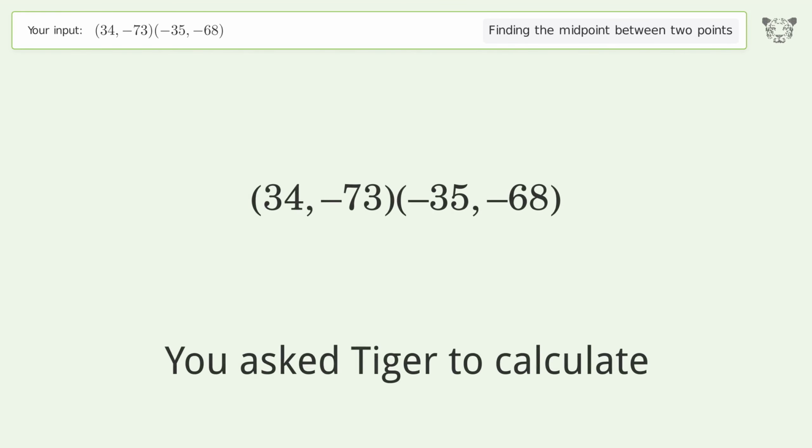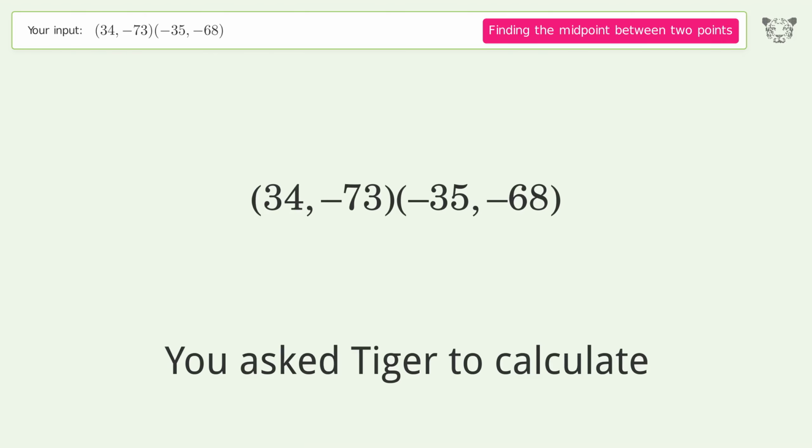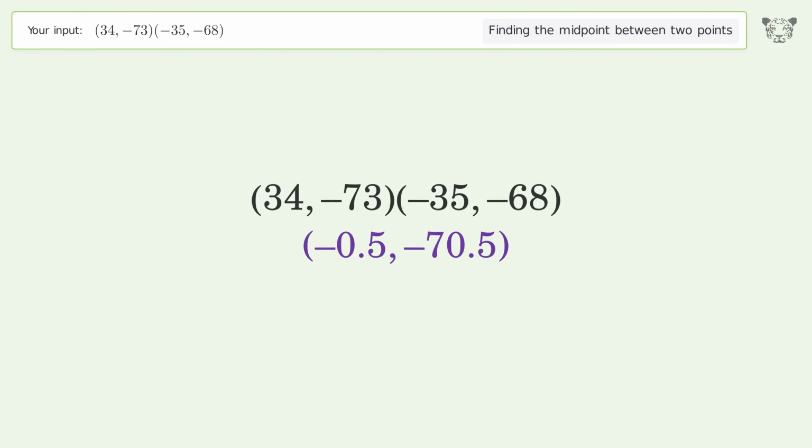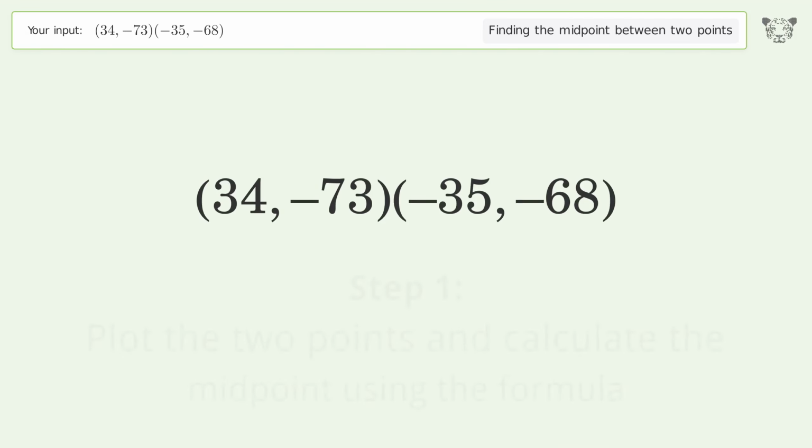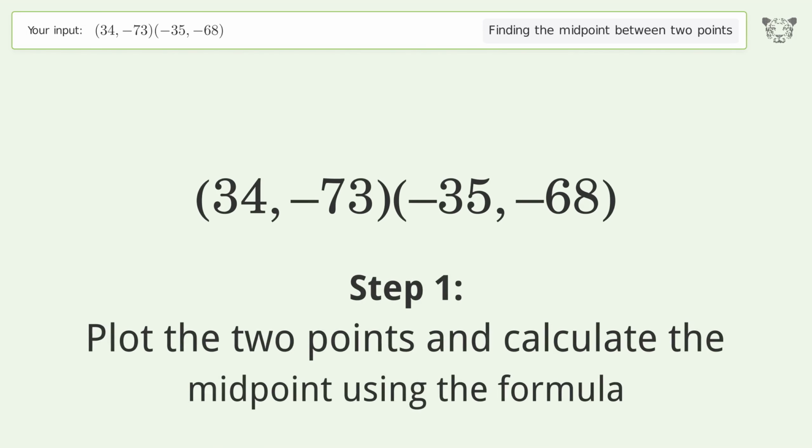You ask Tiger to calculate. This deals with finding the midpoint between 2 points. The midpoint between the 2 points is -0.5, -70.5. Let's solve it step by step. Plot the 2 points and calculate the midpoint using the formula.